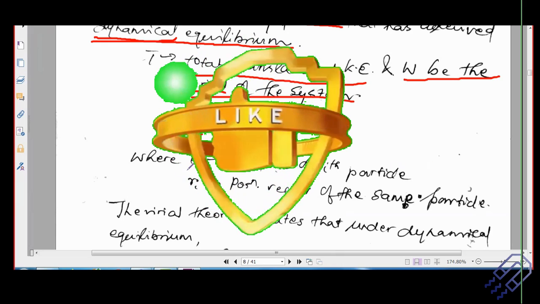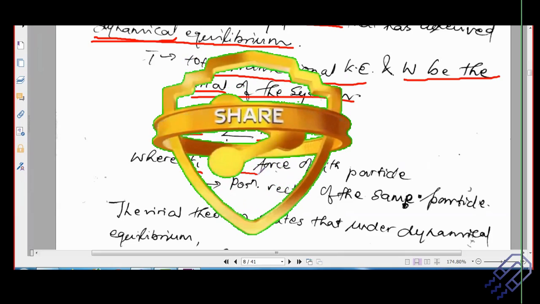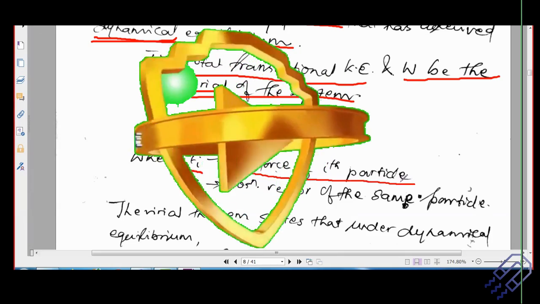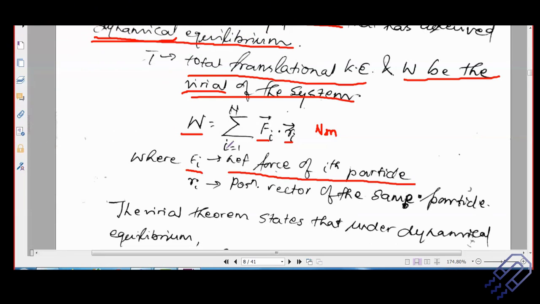Looking into the term, F is the net force on the ith particle. Please remember, we are considering the forces acting on all the particles, so I start from i equal to 1, then 2, then 3, and so on. If I know the number of particles, I can find out the net force on the ith particle, add them up and find out the total force acting in the system. This is also statistical in nature.